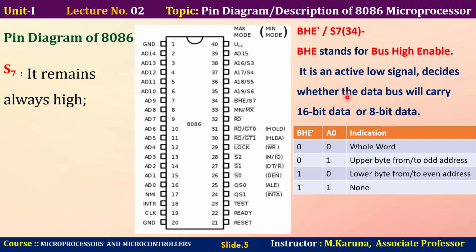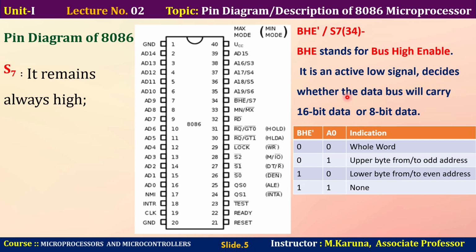Next, coming to the maximum mode pins, those are QS1, QS0, S0 bar, S1 bar, S2 bar, lock signal, request or grant 0, request or grant 1. Let us see first QS0, QS1. These are used to indicate the status of the instruction queue. If both signals are 0, 0, that indicates no operation. 0, 1, first byte of opcode from the queue. 1, 0, that indicates queue is empty. Both 1, 1, subsequent byte from the queue. Likewise, queue status will be indicated with these pins.